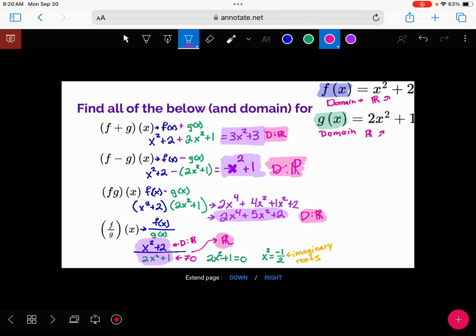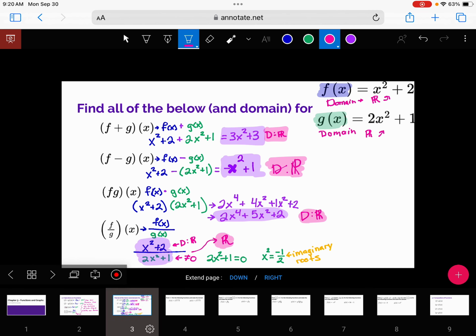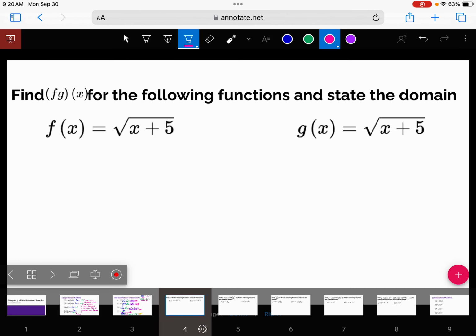Okay, questions on our first set of all these operations? Okay. Because sometimes they don't just give us quadratics. Now I have f of x being the square root of x plus 5, and g of x being the square root of x plus 5. And we're asked to find f times g of x and state its domain. Since we need to find its domain, let's find the domain of f and g.